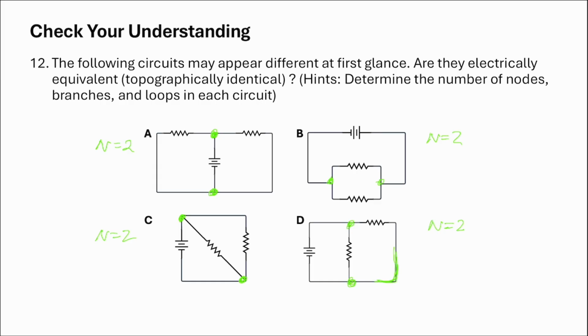Next, let's look at the branches. Circuit A, 1, 2, 3. So the branches are 3. Circuit B, 1, 2, 3. So the branches are also 3. How about C? 1, 2, 3. How about D? 1, 2, 3. So also 3.